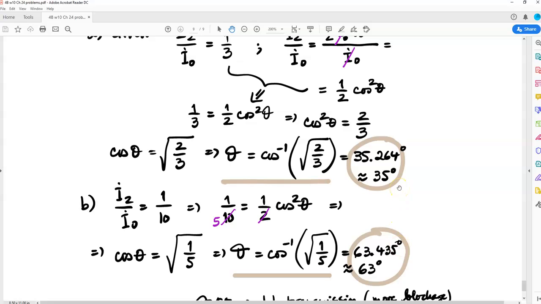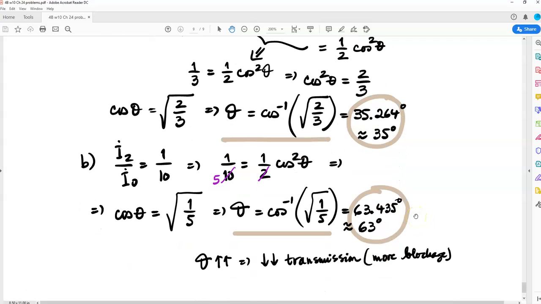Now, the second part is 1/10 of the intensity. Same thinking. You have 1/10 equals 1/2 cosine squared of theta. Multiply by 2, and you get cosine squared equals 1/5, so cosine equals the square root of 1/5. Hence, theta is the inverse cosine of the square root of 1/5, which gives you 63 degrees. So the higher the theta, the less transmission, or more blockage, you have.